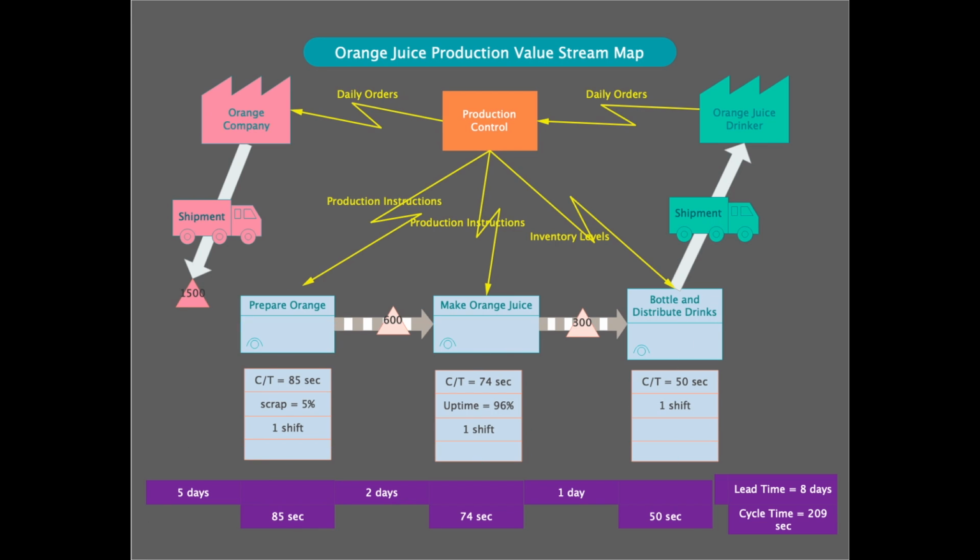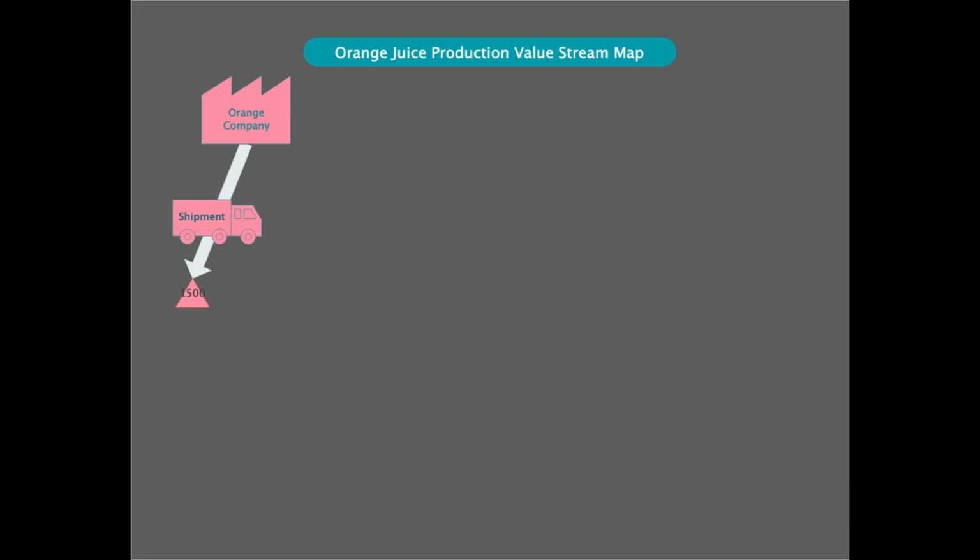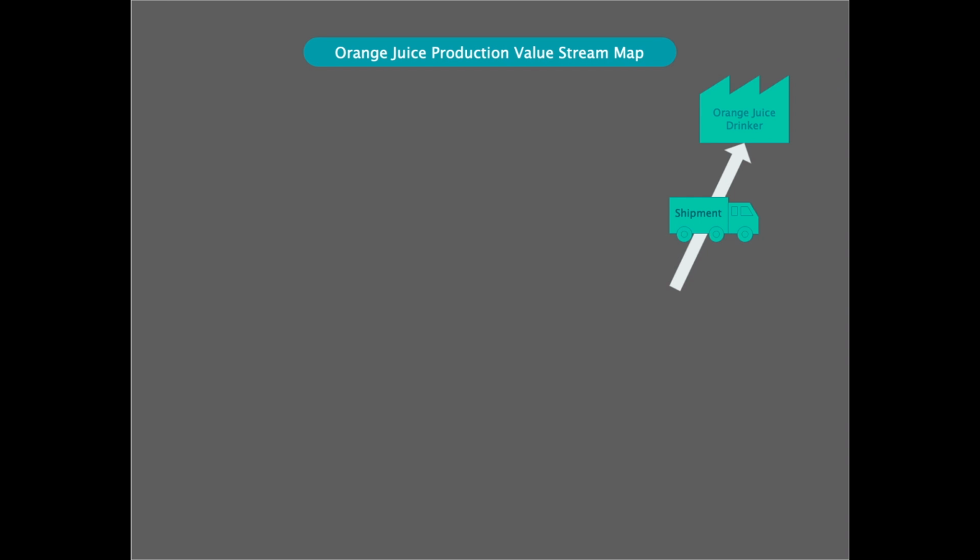First of all, in pink is where you're going to identify anything related to the supplier. In this case, it's the orange company supplying the oranges, their shipment inventory of 1,500 oranges that come through. The second thing you want to identify is what was in green, and this is the customer base. This is after your product has been completed, going shipping outbound towards your retailer or your client.